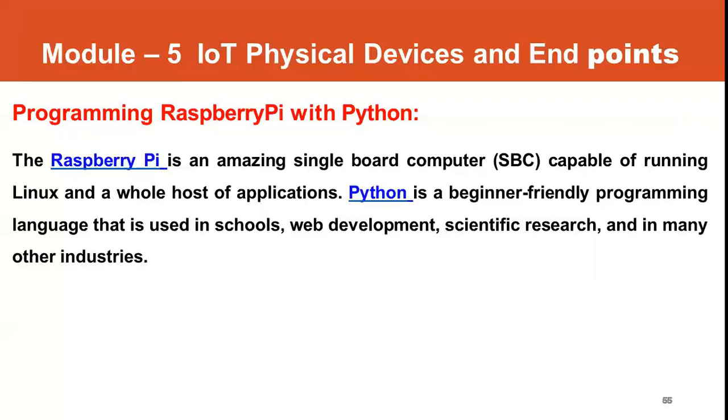So as we all know, Raspberry Pi is a single board computer. So it is capable of running a Linux operating system and also a host of applications. So many languages can be used along with Raspberry Pi, any of them program which runs on ARM processor. So Python is one such programming language that can be used in a Raspberry Pi. So this Python is predominantly used in web development and research as well as in other industries. So we shall take up the Python language as the example.